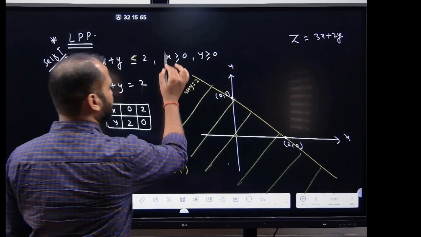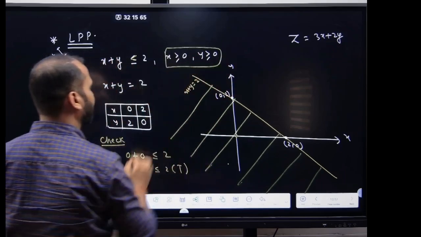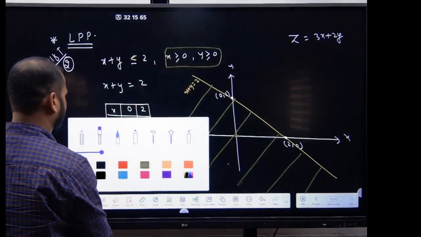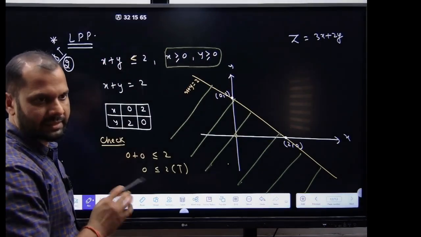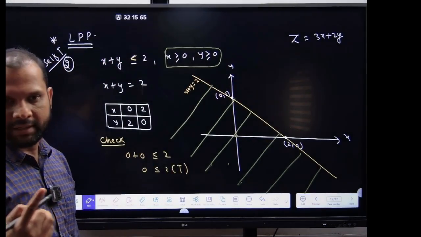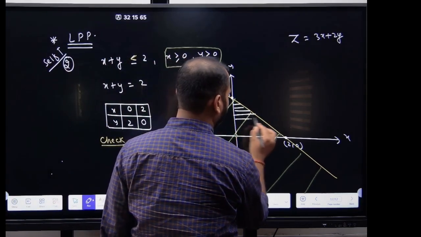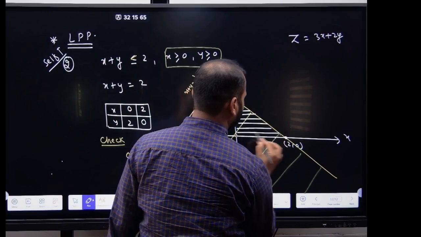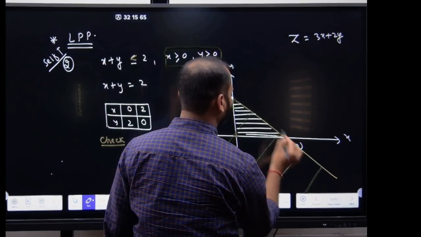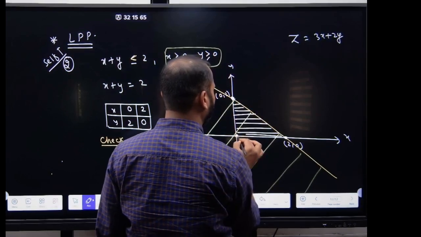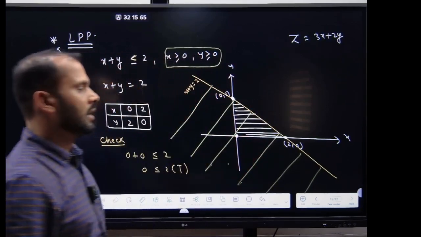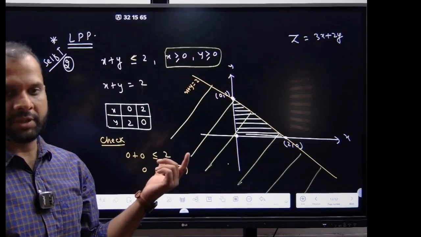But here it is mentioned that x and y both should be greater than 0. Greater than 0 means what? Positive values. x and y positive is the first quadrant, right? So where is the graph in the first quadrant? This. Yes or no? So the shaded region is this one. How many corner points do you have? 1 corner point, 2 corner points, 3 corner points. So you will get the maximum out of these corner points.